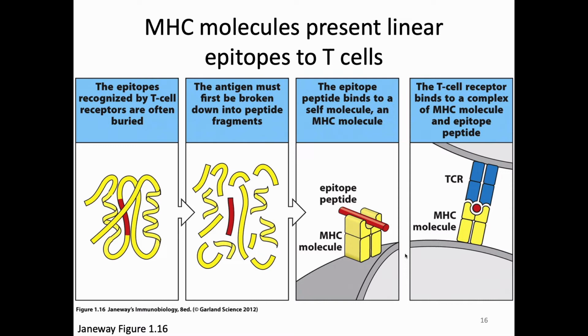They could be buried in the middle of the protein. They could be from any different protein of the whole microbe. So we got lots of choices for the antigen. And the epitope will be some short peptide that is actually bound to the MHC and then put on the surface of the cell.